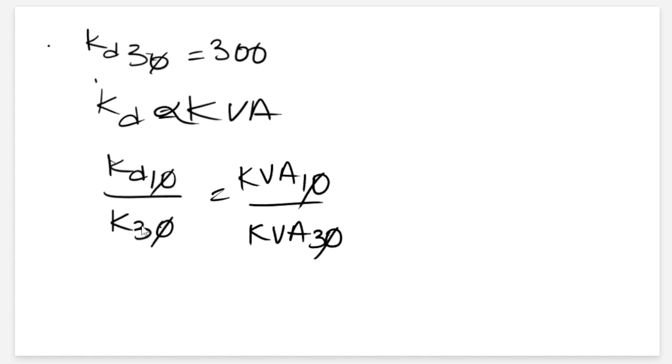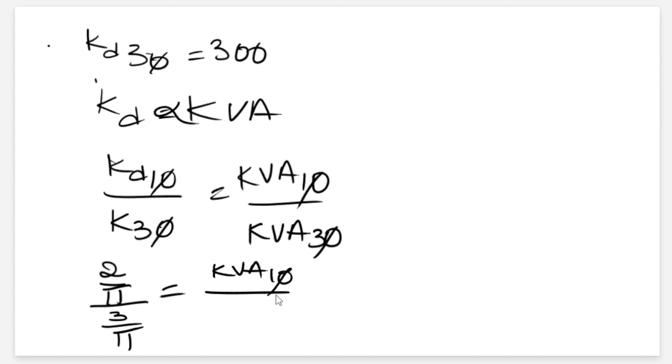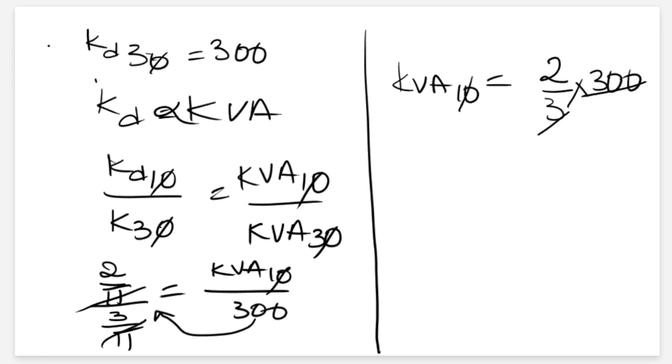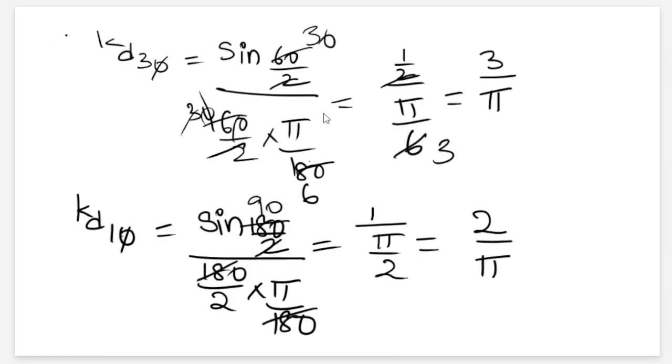So 2 by pi by 3 by pi is equal to kVA of single phase system by 300. Pi gets cancelled out. This 300 goes to the other side. Then 3 ones are 3, 300s are 200, so the new rating of the single phase machine is equal to 200 kVA. So here option B is the correct one.